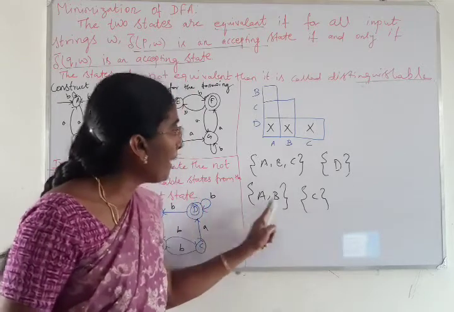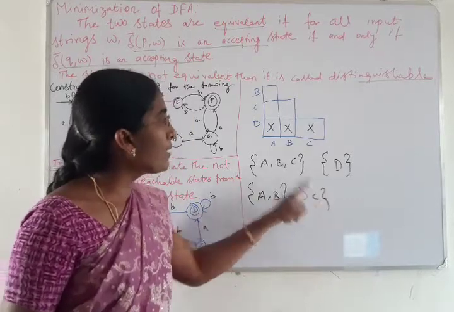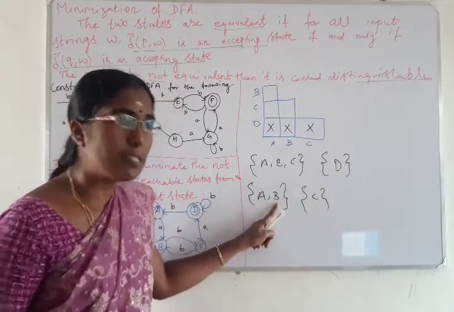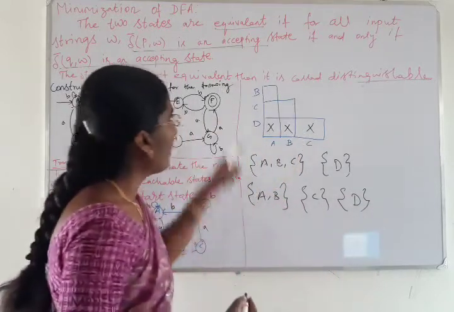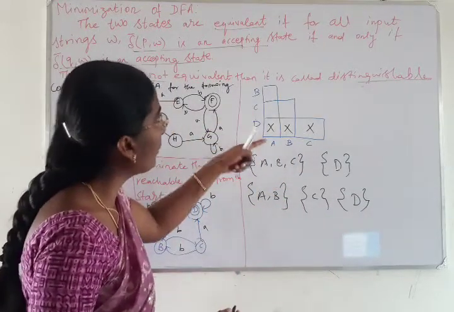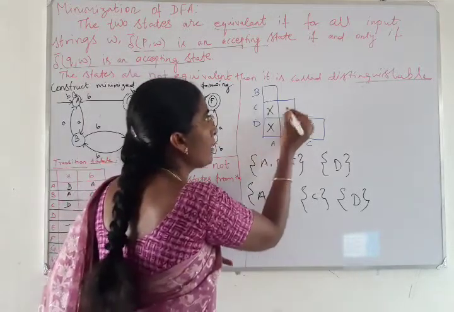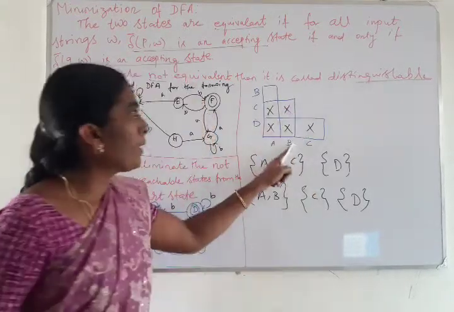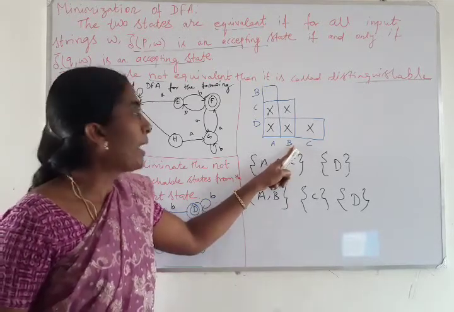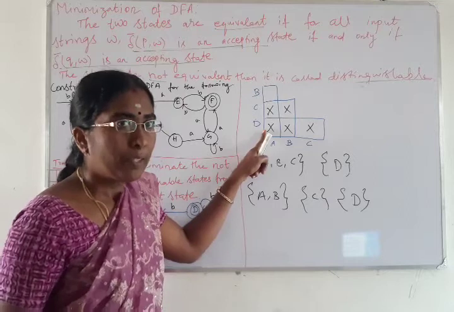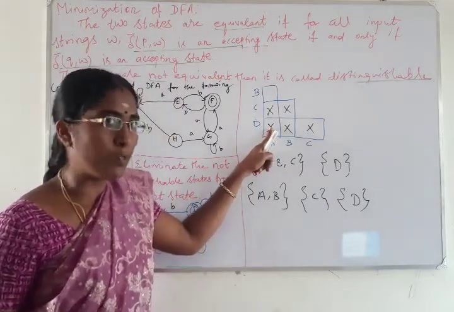So A comma B is equivalent but C is distinguishable with A and C is also distinguishable with B. Right? So C is distinguishable with A and distinguishable with B. The distinguishable pair of states are marked by using this cross symbol. Right? The squares marked with cross are distinguishable pair of states.